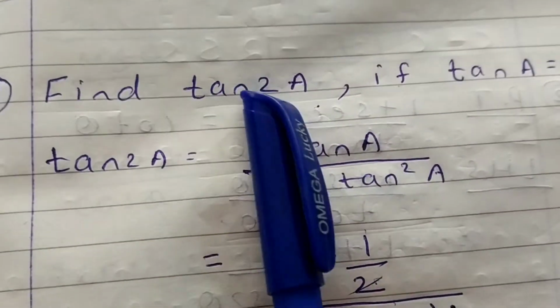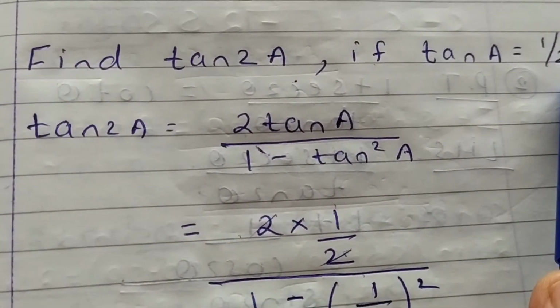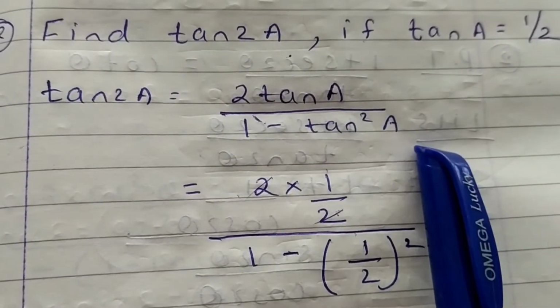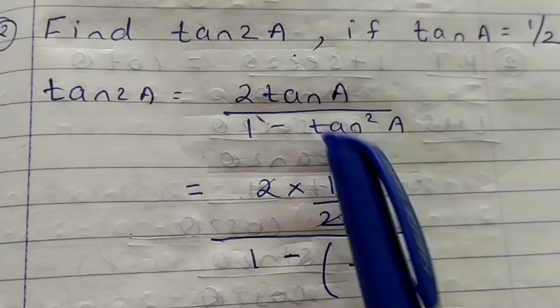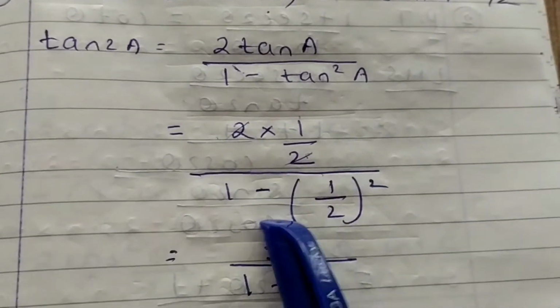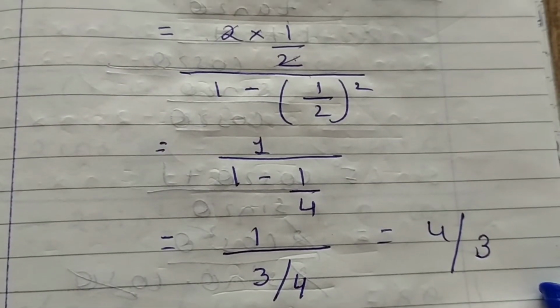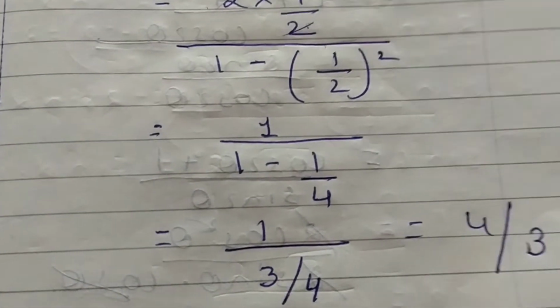We have to find tan 2a if tan a is 1 by 2. The formula for tan 2a is 2 tan a upon 1 minus tan square a. So 2, the value of tan a is 1 upon 2, 1 minus 1 upon 2 square. So on simplifying, we get the answer as 4 upon 3.